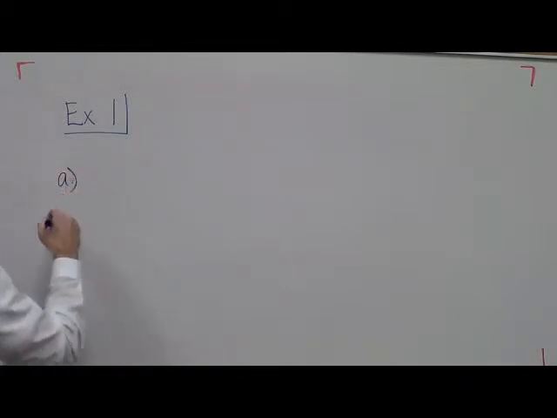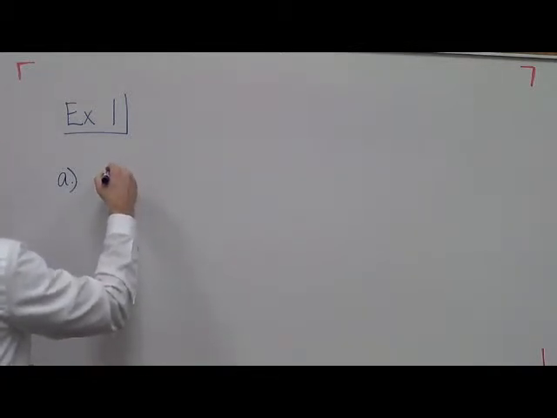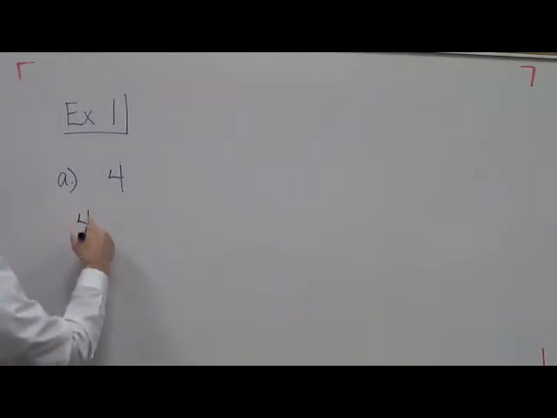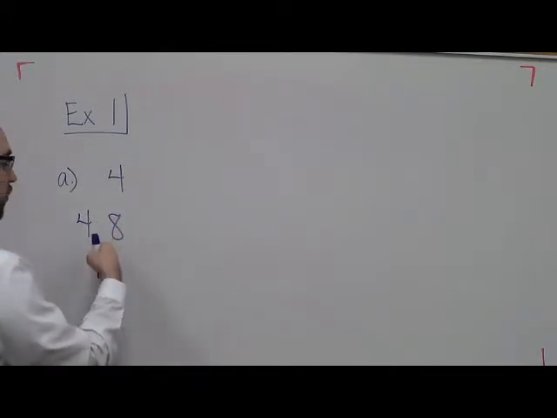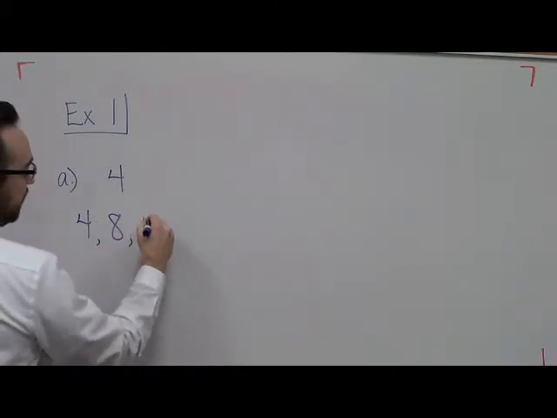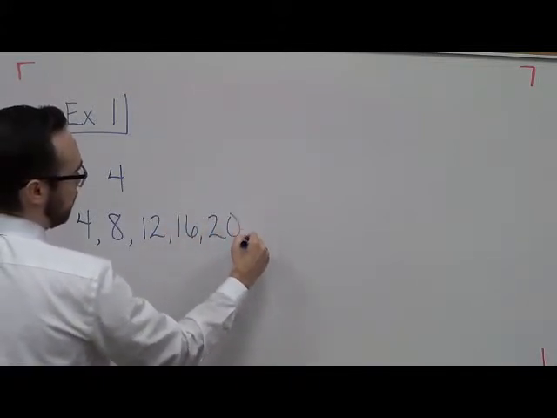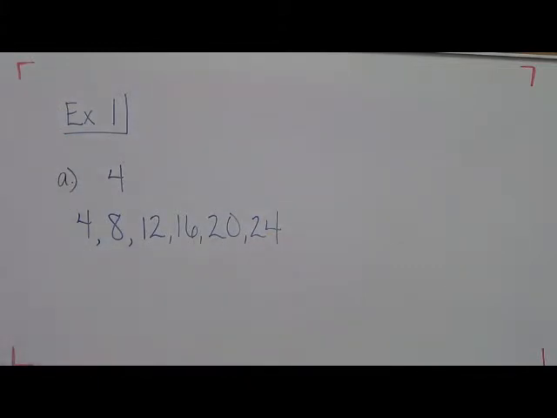So for instance, if I said list the first 6 multiples of a number, say the number 4. Well, 4 itself is a multiple of 4, because it's 4 times 1. The next multiple would be 8, 4 times 2. 4 times 3. 4 times 4. 4 times 5. And 4 times 6. So the first 6 multiples of 4 are 4, 8, 12, 16, 20, and 24.